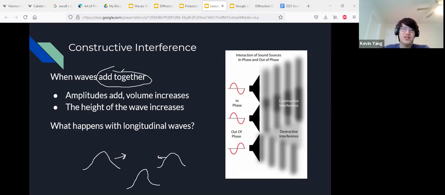In sound terms, this would be like whenever we have two speakers. We have one speaker that's not too loud, but then we add another speaker and suddenly it's louder, right? Because we might see constructive interference of the waves. Because of constructive interference, the amplitudes are going to add and the volume is going to increase, right?